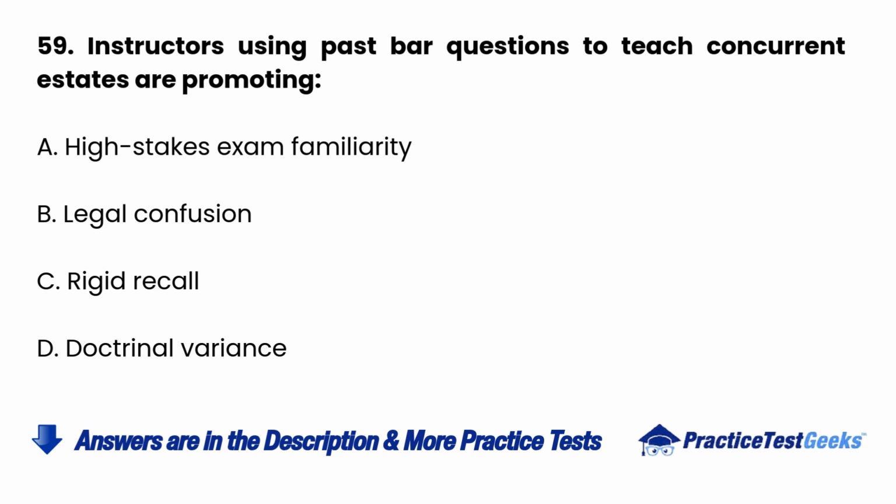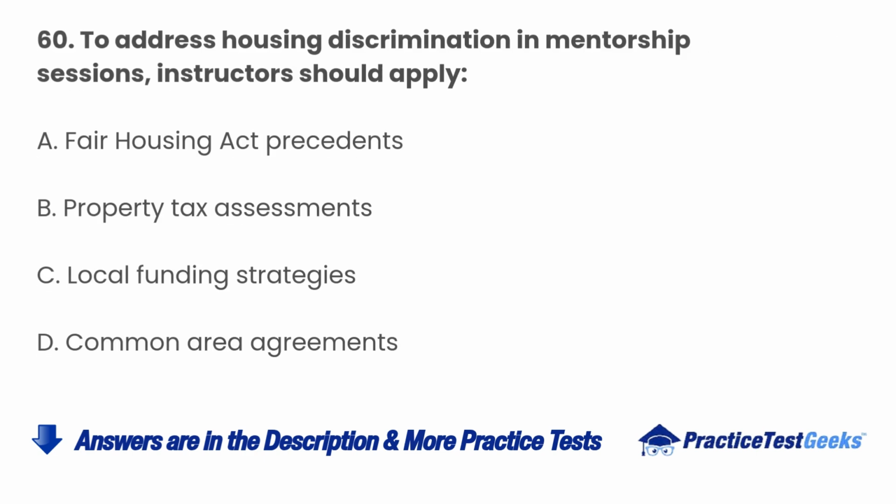59. Instructors using past bar questions to teach concurrent estates are promoting A. High-stakes exam familiarity. B. Legal confusion. C. Rigid recall. D. Doctrinal variance. 60. To address housing discrimination in mentorship sessions, instructors should apply A. Fair Housing Act precedents. B. Property tax assessments. C. Local funding strategies. D. Common area agreements.